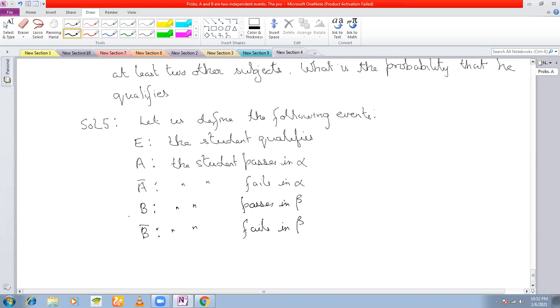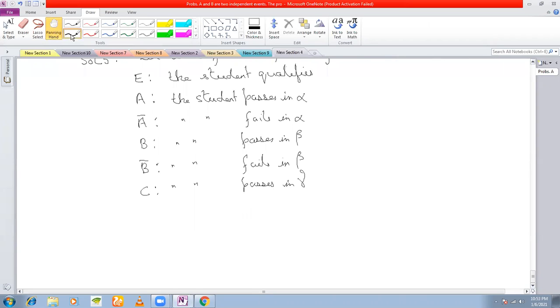Because the probabilities are given, that is why I'm defining the events based on the probabilities. C is the student passes in gamma, C bar is the student fails in gamma, D is the student passes in delta, and D bar is the student fails in delta.